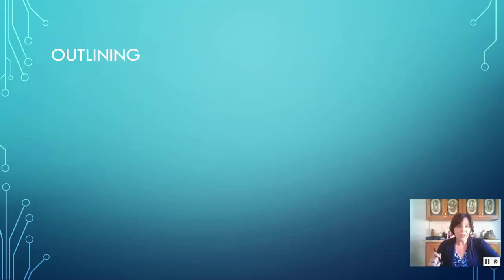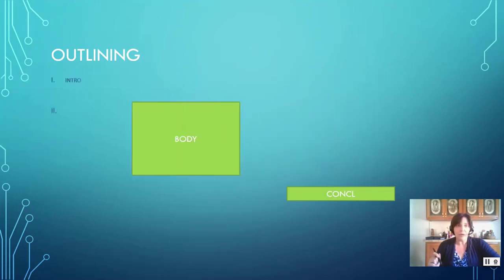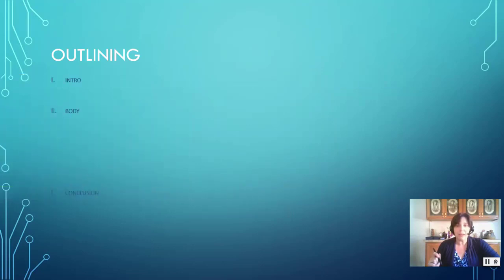So what does outlining look like? Well, it comes from actual writing. As you know, there is a standard way to write an essay, or any body of work actually will have an introduction, a body, and a conclusion. And those translate into our traditional 1, 2, and 3 in an outline form: intro, body, conclusion.